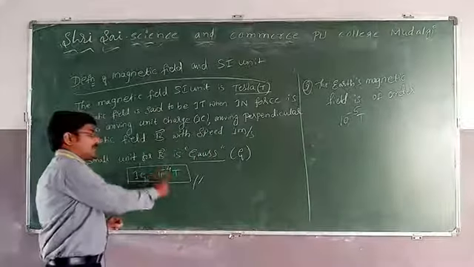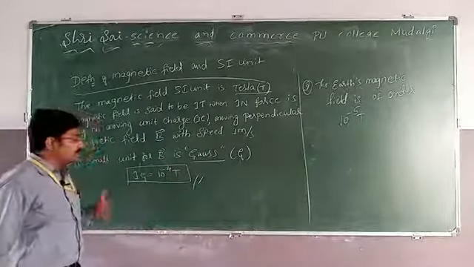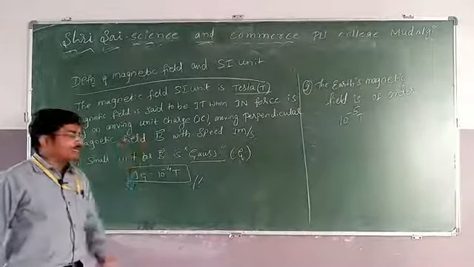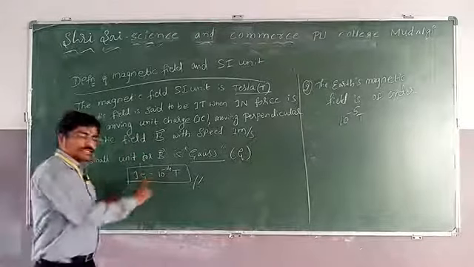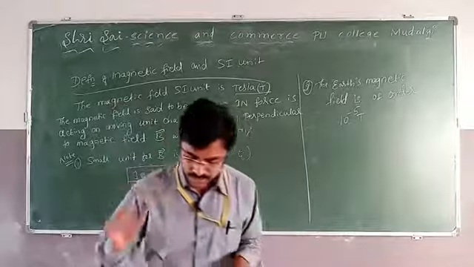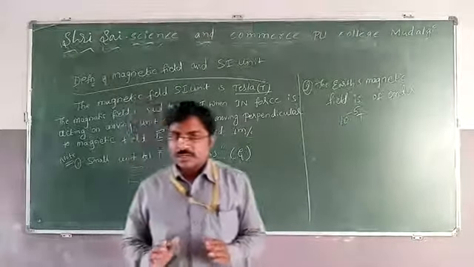See, every time we are not using Tesla, instead of Tesla we are using Gauss. Gauss is not an SI unit, it is a non-SI unit, but we can convert it. 1 Gauss is equal to 10 raised to minus 4 Tesla. You should remember this much in this class.